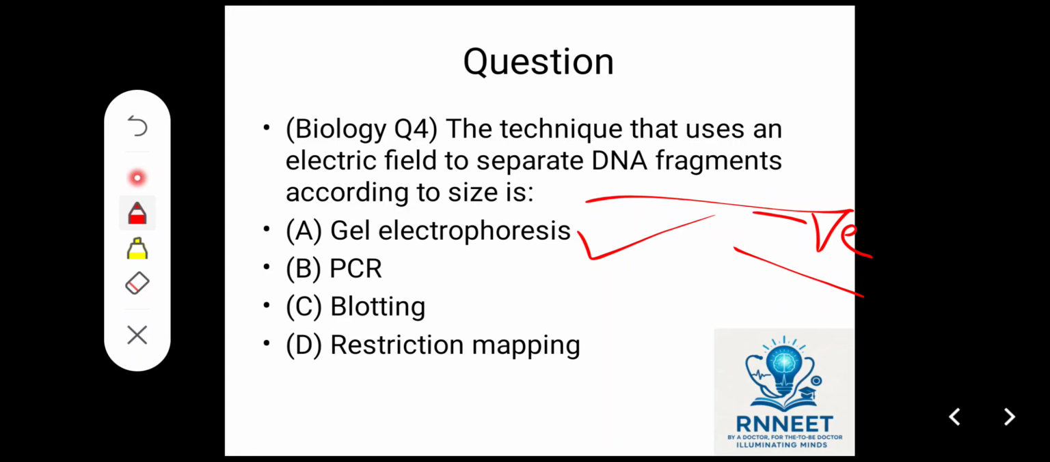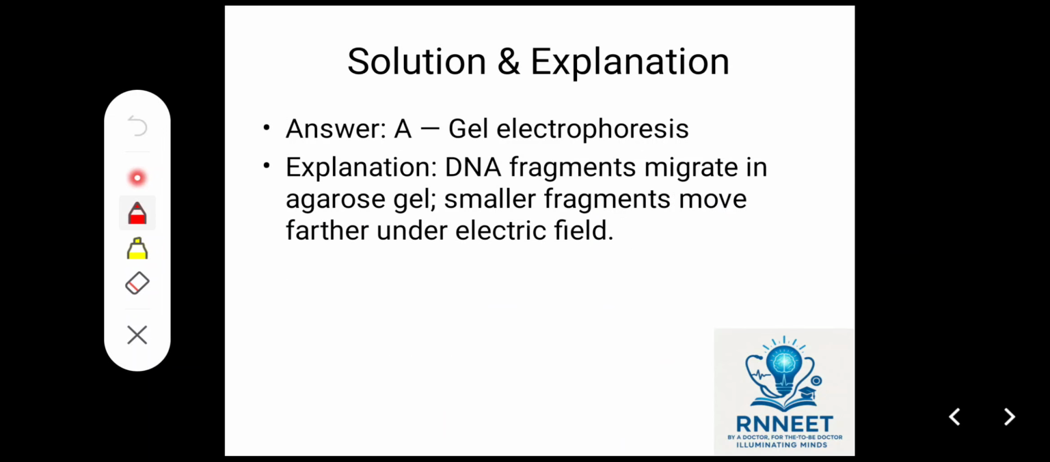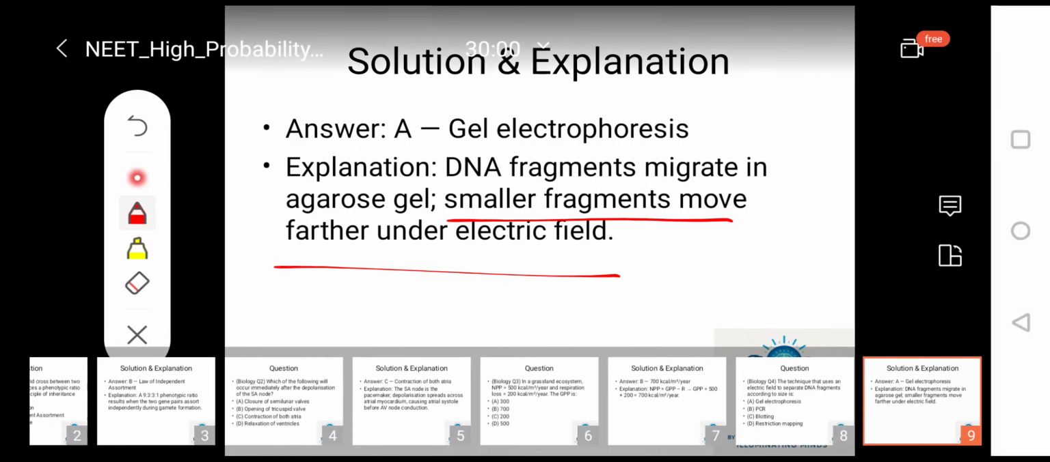You know PCR is an amplification technique. Blotting is a different technique, and restriction mapping is another one. So therefore it is only gel electrophoresis. The smaller fragments move further under the electric field. Remember this point.